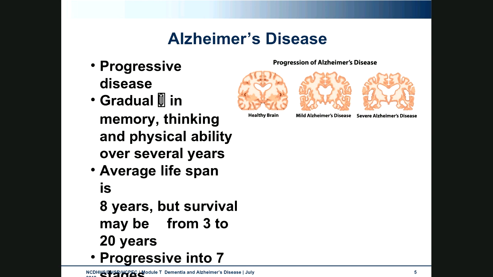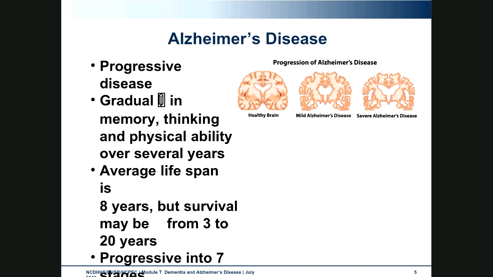Some people are diagnosed with Alzheimer's disease and they live for a long period of time and have very, very slow progression. Other people, their progression is very quickly. So it's very fast. So we don't know how quickly it's going to go. But it is a gradual decline in memory, thinking, and physical ability over the period of several years.